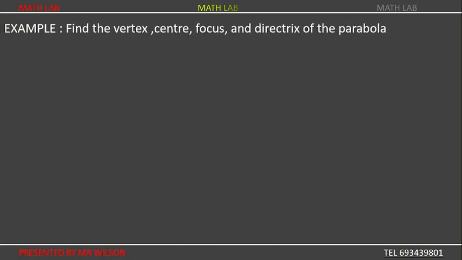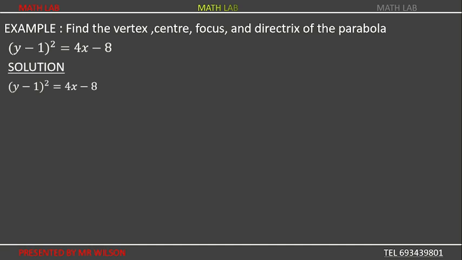So for example, find the vertex, center, focus, and the directrix of the parabola (y minus 1) all squared equals 4(x minus 8). Very simple, right? It's just a small illustration. We are going to solve it, and you'll see there are so many terms I will explain.